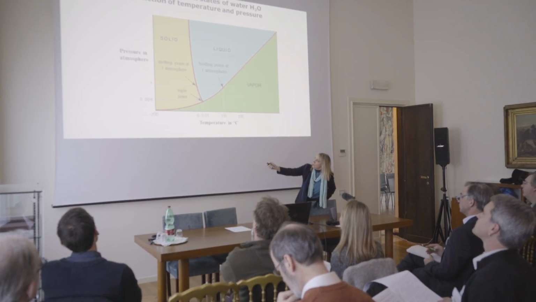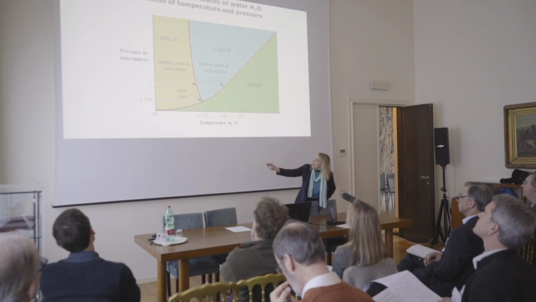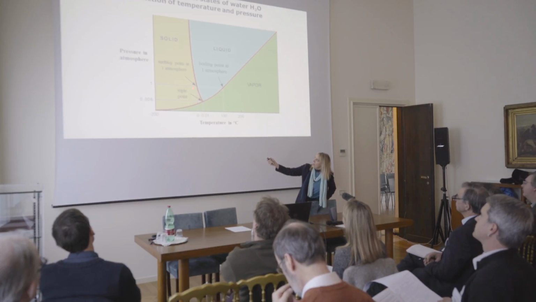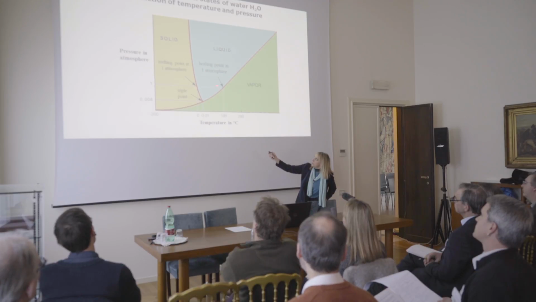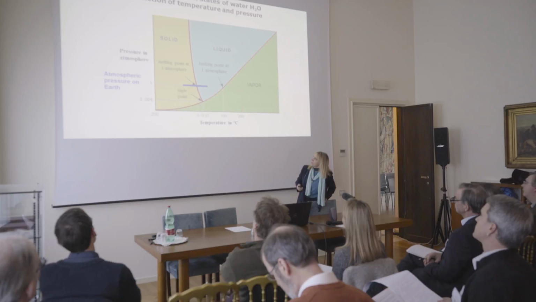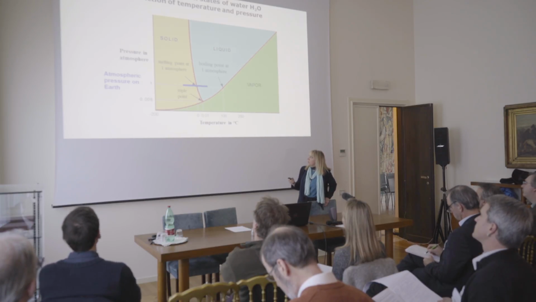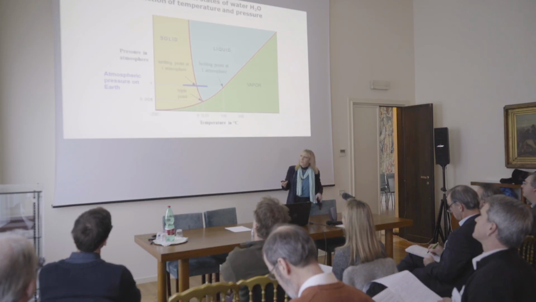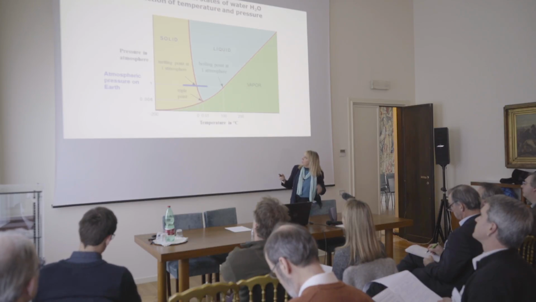We know that at one atmosphere, the Earth's atmosphere, we go from ice to liquid at 0 degrees and from liquid to vapor at 100 degrees. This is where we are for the Earth at present. We have a mean temperature of 15 degrees, going from minus 50 to plus 50, something like that.